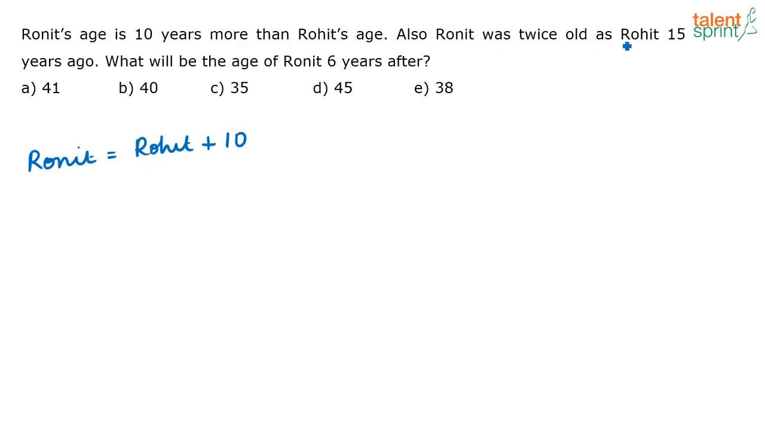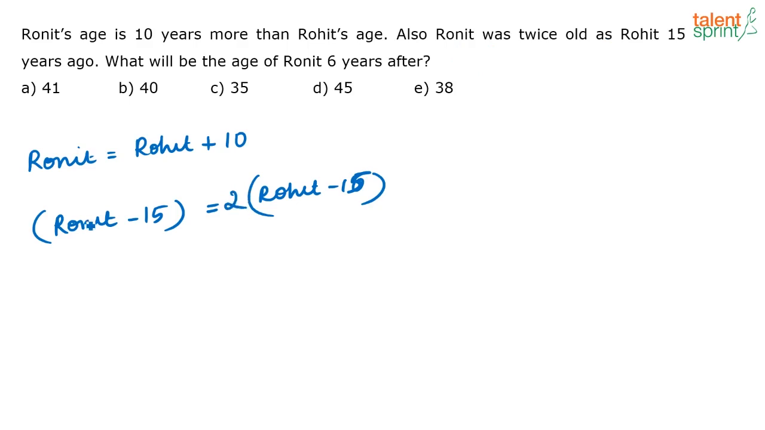Now also, Ronit was twice as old as Rohit 15 years ago. So what was Ronit's age 15 years ago? Current age minus 15. What was Rohit's age 15 years ago? They have given that 15 years ago Ronit was twice as old as Rohit then. So this is the second equation that you have. Now substitute Ronit is equal to Rohit plus 10 here, find the age of Rohit, backtrace and find the age of Ronit, that's all. So here, what do you get?